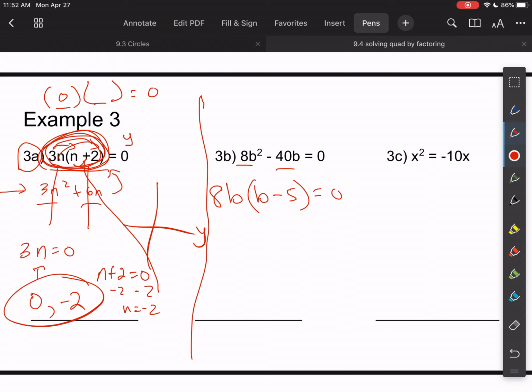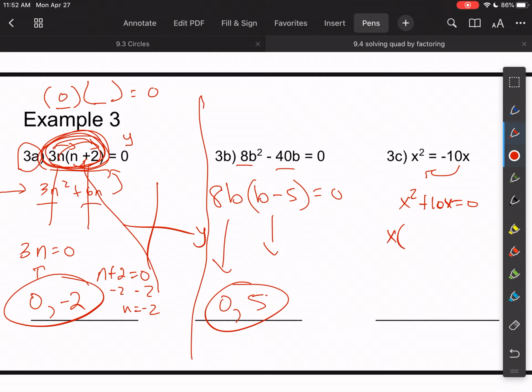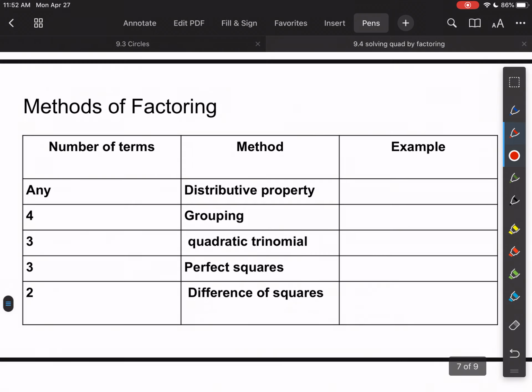Okay, so what makes 8b go to 0? Hopefully you're seeing that that's 0. And what makes this thing go to 0 would be 5. All right, for 3c, we're going to move this guy over, right? So we have x squared plus 10x equals 0. And when I do that, I have an x in common, and I'm left with x plus 10. All right, so 0 makes that go to 0, and negative 10 makes the other one go to 0. All right, so that's example 3.